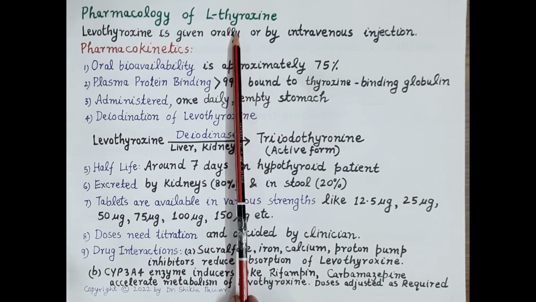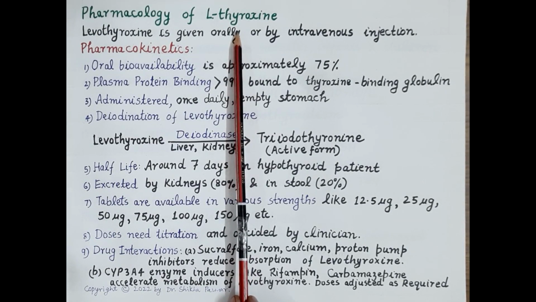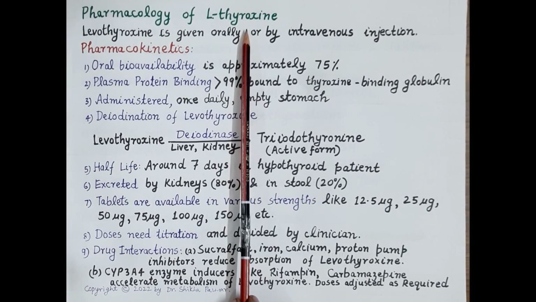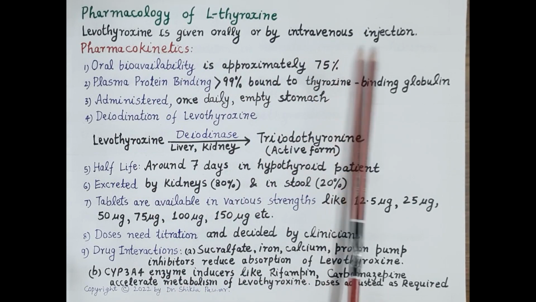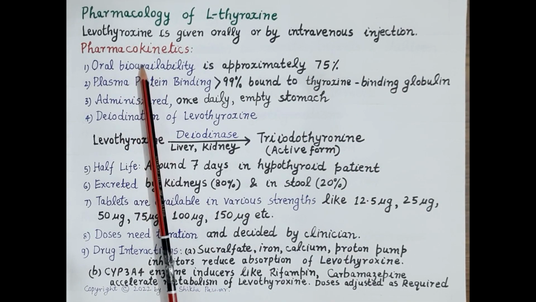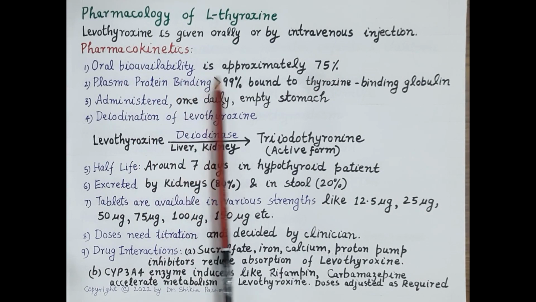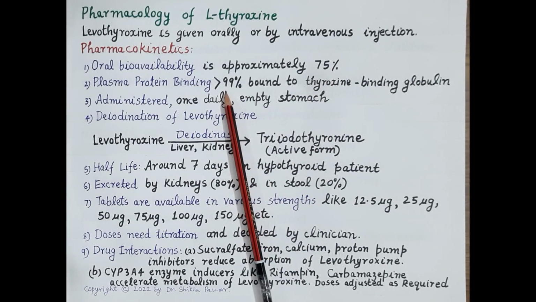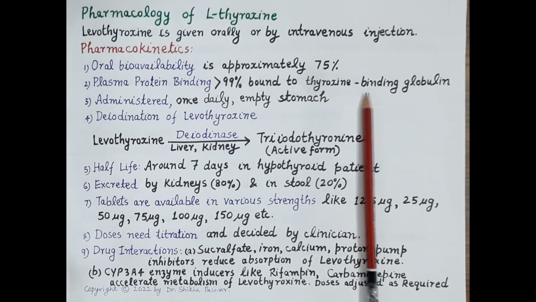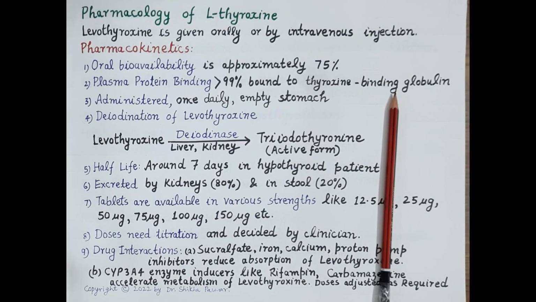Now L-Thyroxine is levothyroxine. It's a synthetic analog of natural thyroxine, that is T4, and it is used for the treatment of hypothyroidism. Now levothyroxine is given orally or by intravenous injection. Now let's understand the pharmacokinetics of L-Thyroxine. Now oral bioavailability of L-Thyroxine is approximately 75%. Now more than 99% of circulating L-Thyroxine remains bound to plasma proteins like thyroxine binding globulin, albumin, etc.